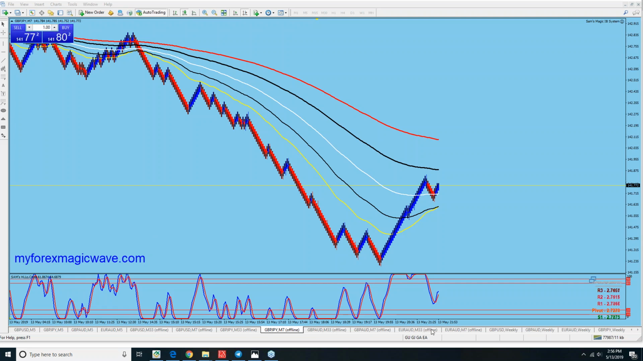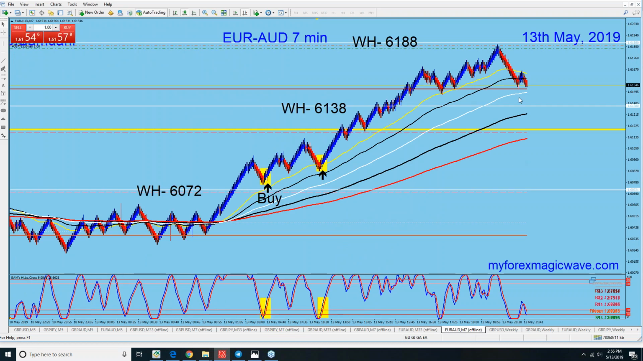Okay, and pound Aussie also reversed, but I didn't take that one. I just took the Euro Aussie. Let's see what happened. Okay, it's probably going to come down here. Maybe 61.38. I'll close because I don't want to take a chance. So this is how it is.